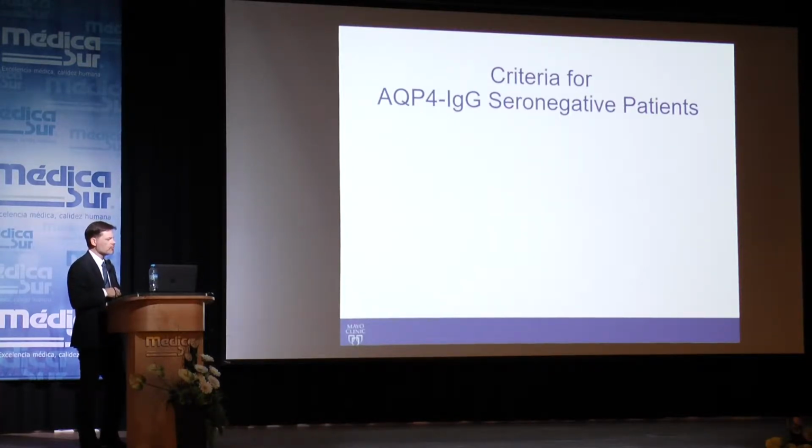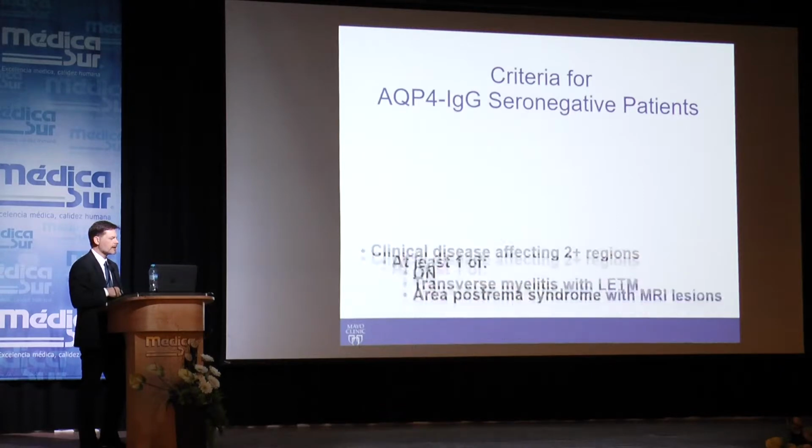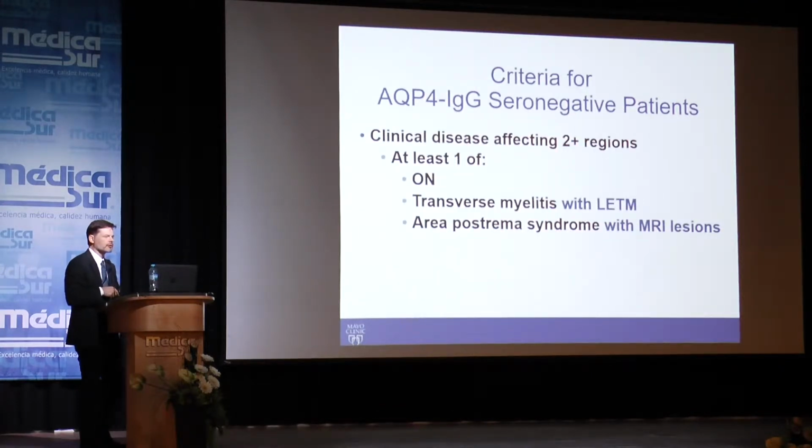Does it exist? Well, the panel thought it did, and worked very hard for a number of months to try to come up with diagnostic criteria that would be a balance of sensitivity and specificity in the absence of this very specific aquaporin-4 antibody. So a patient who has clinical disease affecting 2 or more of those 6 neuroanatomic regions, at least one of which is optic nerve, spinal cord, or area postrema. Those are the core lesion areas.